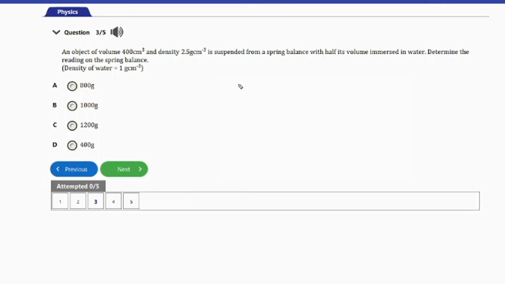So let's go ahead and calculate for this. Since density is mass over volume, then mass is going to be density times volume.